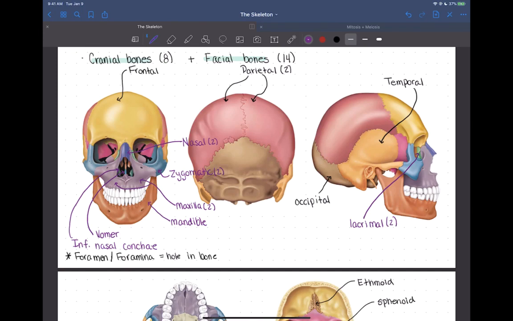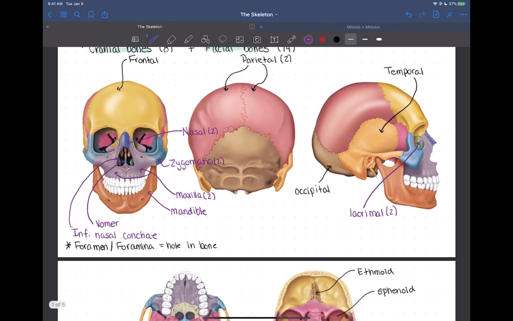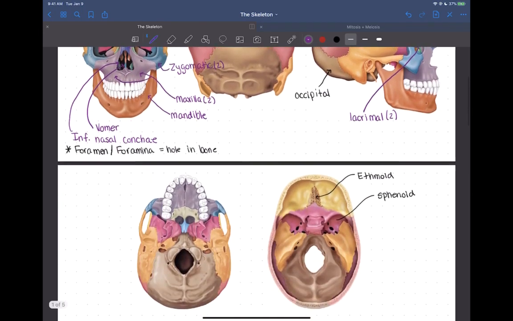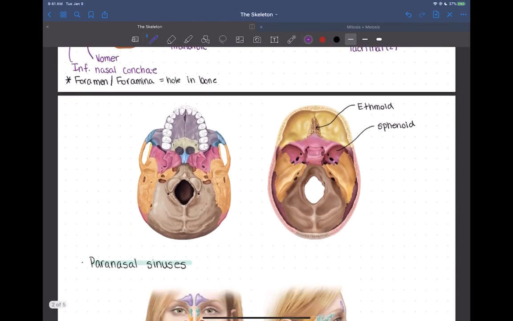Okay, and then lastly, and I really want to point this out because it's important to understand what we're looking at, is the palatine bones.